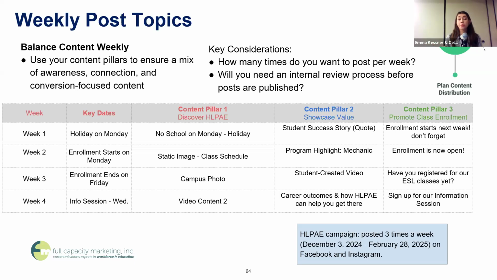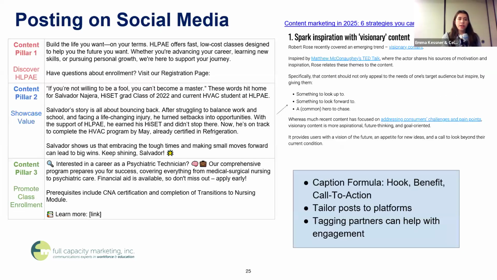And so for the HLPAE campaign, we posted 3 times a week between December and February, and the ad campaign started like the first week of January. And here's an example of the captions that we used for a week's worth of content. Content pillar 1, awareness post about HLPAE: we offer fast, low-cost classes, visit our registration page. Content pillar 2, this was a really sweet story from a graduate and a current student. And then content pillar 3, this is where we were promoting a class, promoting psychiatric technician, listing the benefits.